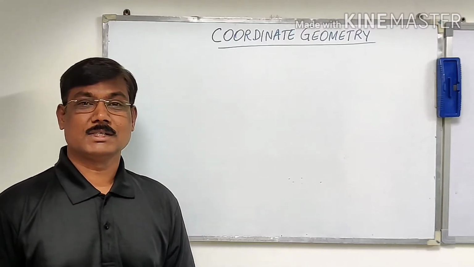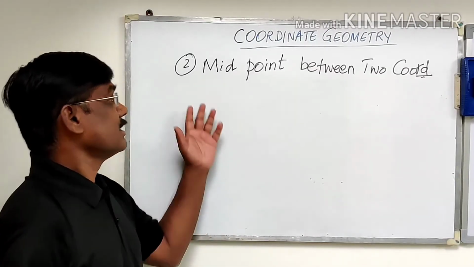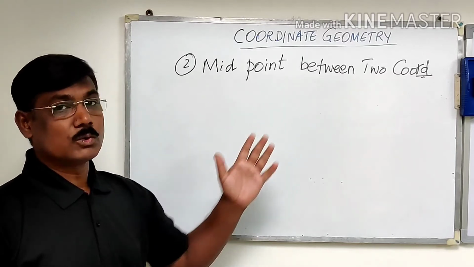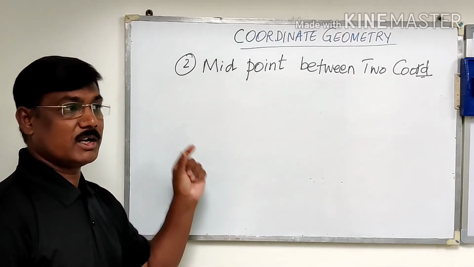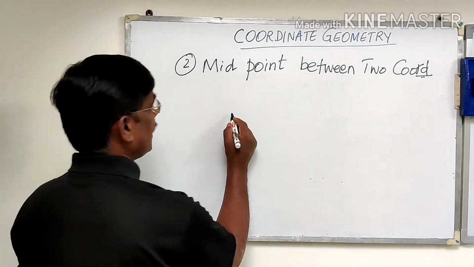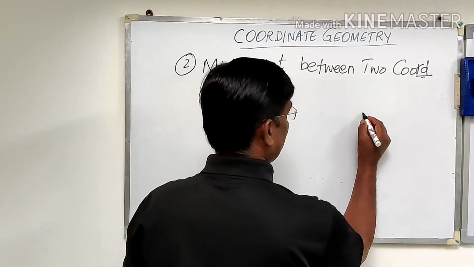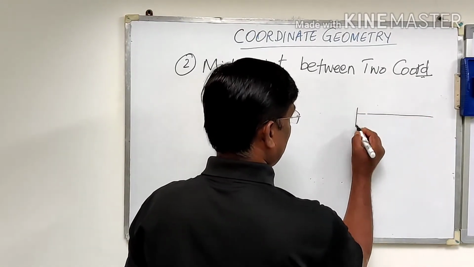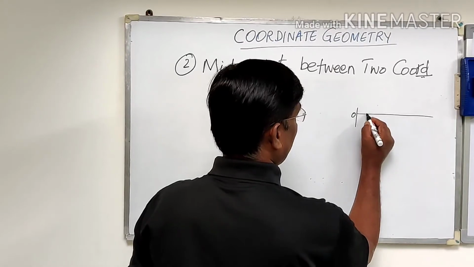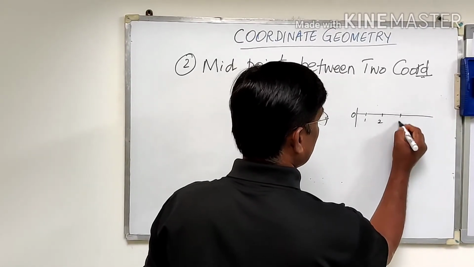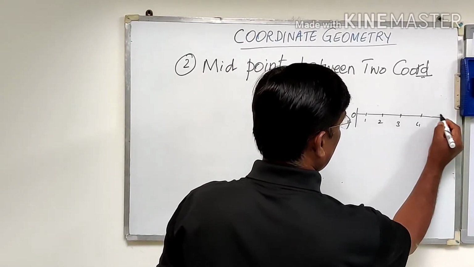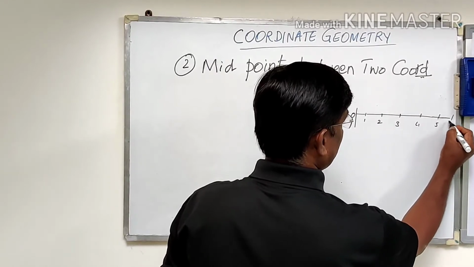Good morning, students. The next one we will see is the midpoint between two coordinates. That means the coordinate of the midpoint. Suppose there is a line. Let us say this is a line, a number line. Take the number line 1, 2, 3, 4, 5, and 6.